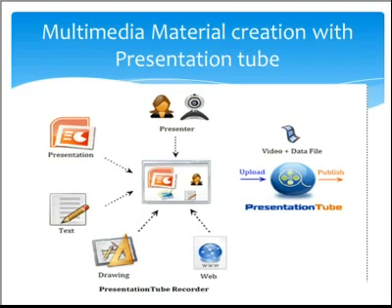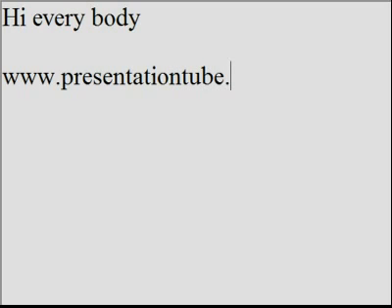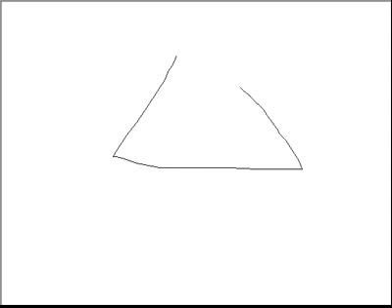write some text. Like now, if I click on text, I can say hi everybody, or just give any other information, saying that you can just find Presentationtube on this website .net. You can draw something. Maybe you say it's something which looks like this, what is it? Maybe you want to ask someone what it is. If it's a triangle, not the way it is drawn, but fine.